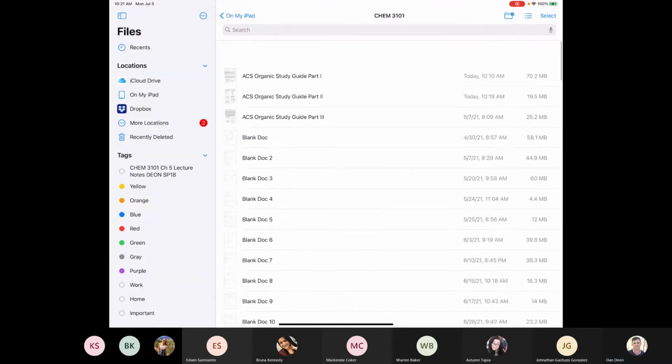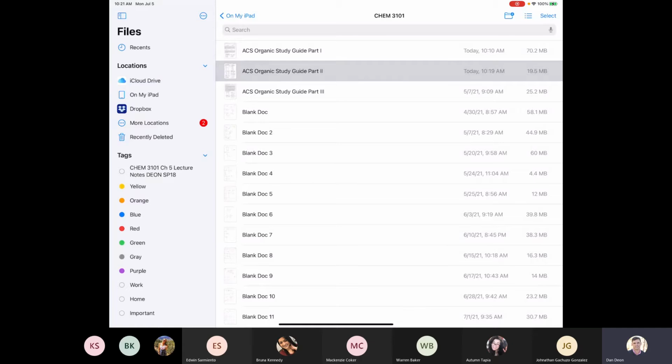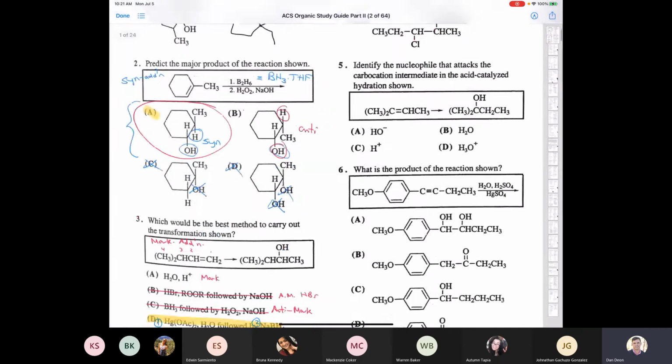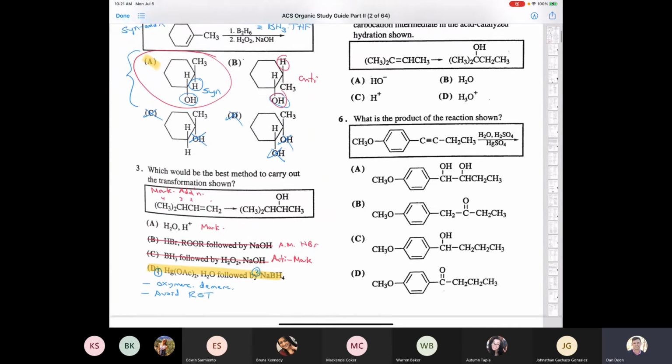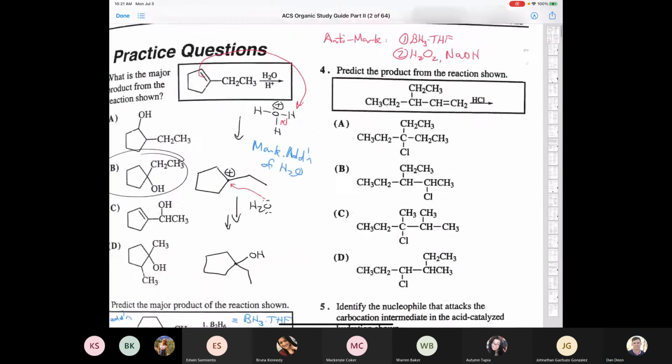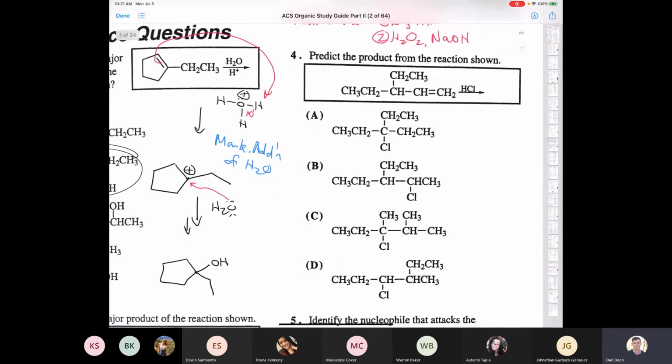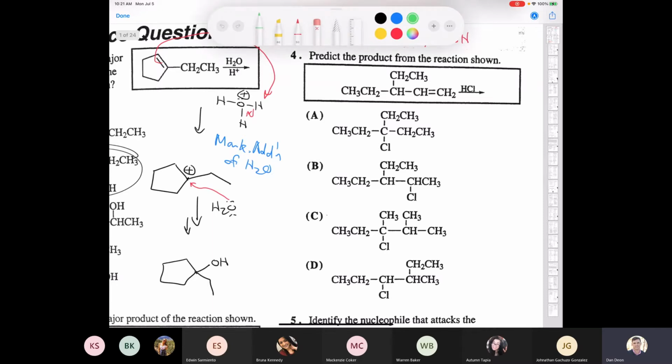Great. Oops, that's not where I wanted to go. Right here. There we go. Yeah, so that was question number 3. Let's try question number 4. Right. It just says predict the product from the reaction shown below. This is another example where I think it would be best to draw the mechanism. I'll see if I can kind of squeeze it in on the page. I'm not a big fan of doing that, but let's just see if we can get the whole thing on here. I think we can.